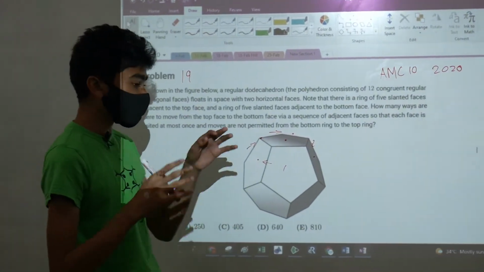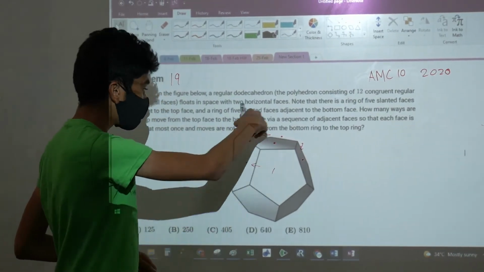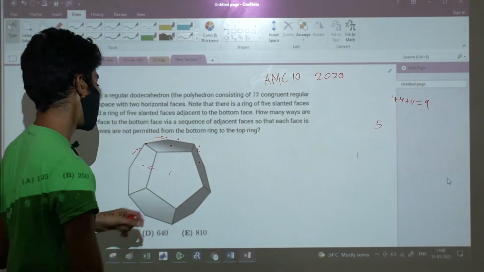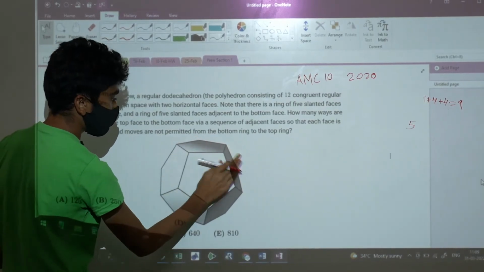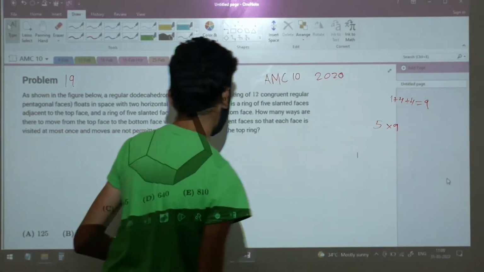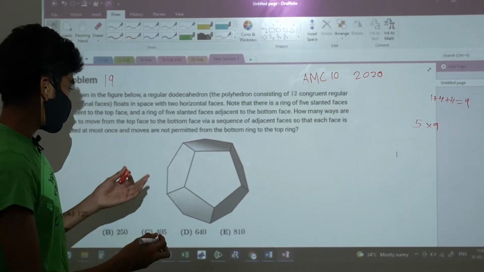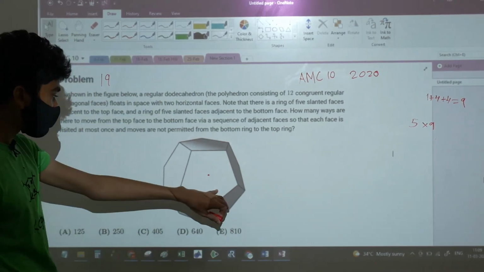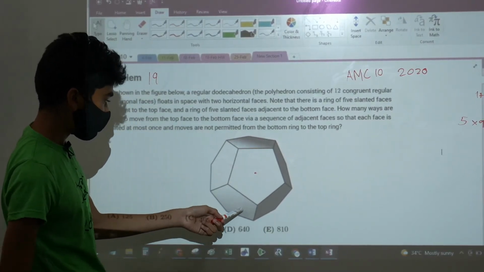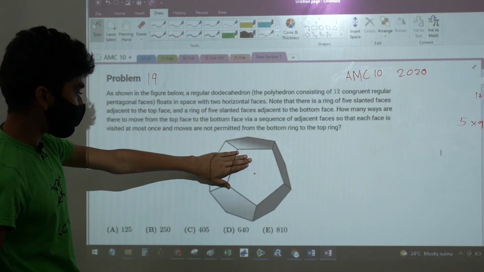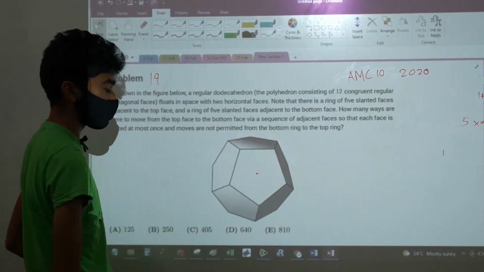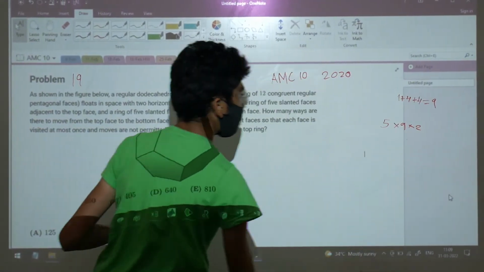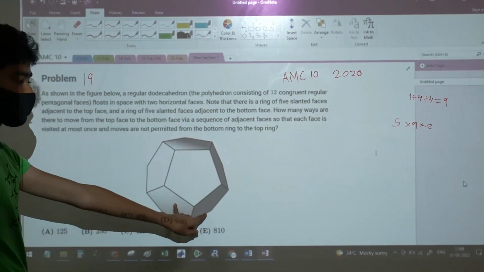So over here these are your options. You can either stay here or you can move right or move left. That's why we're adding, and in this case we get 9. So there are totally 9 options, so I'm going to multiply by 9 over here. Now let's say we're in this face. Now we can either go to this face or this face. So from any face on the top ring, you have 2 options on the bottom ring. So we multiply this by 2, because for each option you have 2 options at the bottom ring.